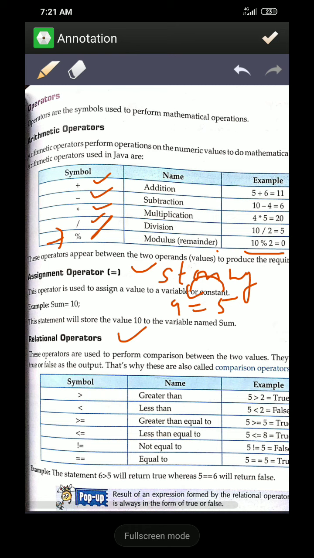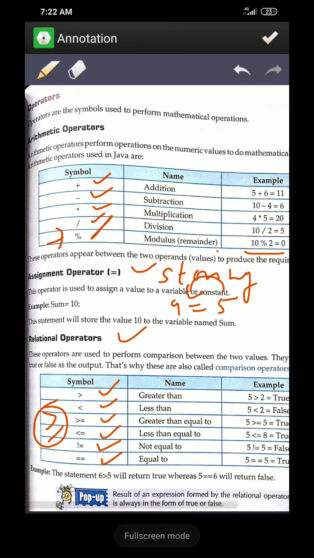Relational operators. There are different types of relational operators, which are used for comparison. First is the greater than sign, second is the less than sign, next is greater than or equal to. In math you sometimes write it differently, but in a Java statement you have to use only this form; the mathematical form will not work. We are studying Java language. Next is less than or equal to, next is not equal to, next is equal to.